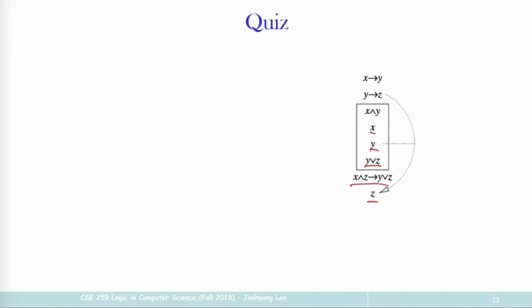Yes. Line 7? 1, 2, 3, 4, 5, 6, 7. 7 is wrong because that's the last one. Yeah, 7 is wrong and also 1 is wrong. Okay, why is 7 wrong? It uses the inner y. The formula is incorrect, right? What should have been derived here? x and y implies y or z. That has to be. Okay, so that's one mistake. What is the other mistake?